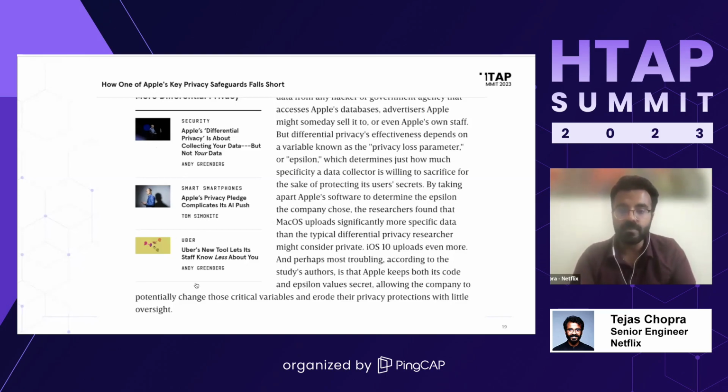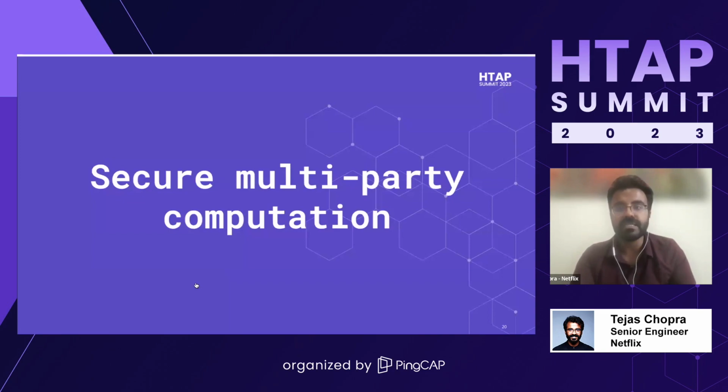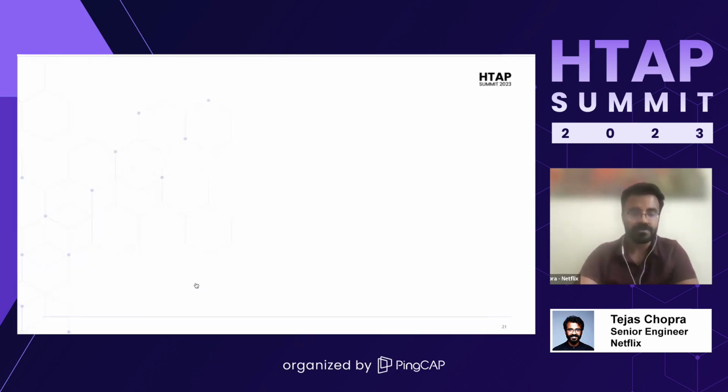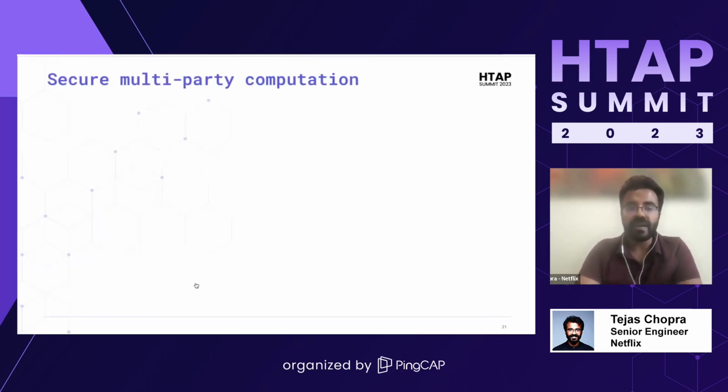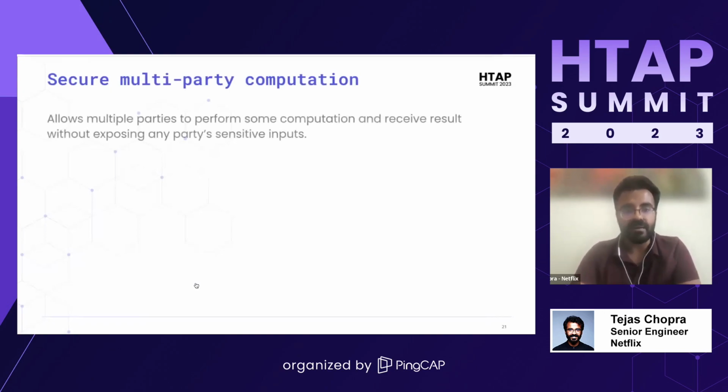Now, I would like to move on to the third part, which is secure multi-party computation. So federated learning, like I said, is not enough to develop privacy-preserving machine learning applications. However, there is a technique called secure multi-party computation, which allows parties to perform some computation and receive the result without exposing any of the parties' sensitive inputs.